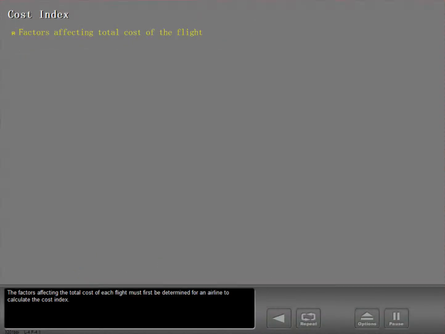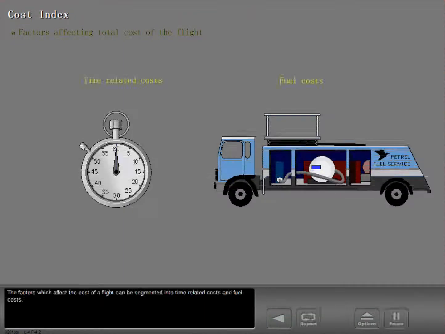The factors affecting the total cost of each flight must first be determined for an airline to calculate the cost index. The factors which affect the cost of a flight can be segmented into time-related costs and fuel costs.